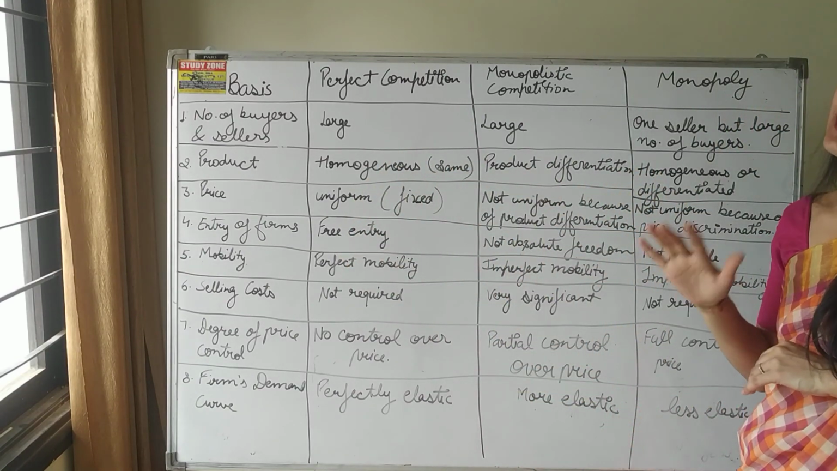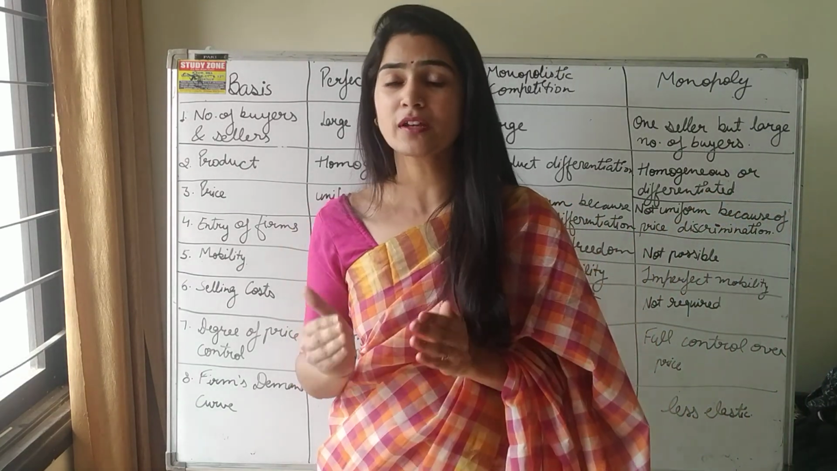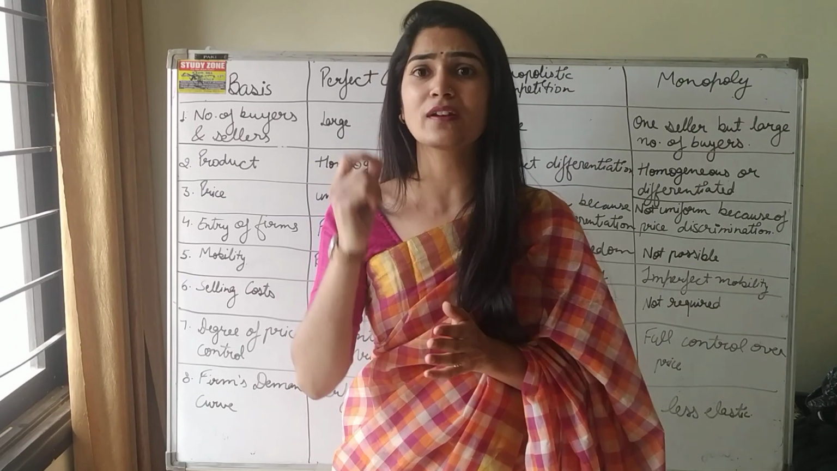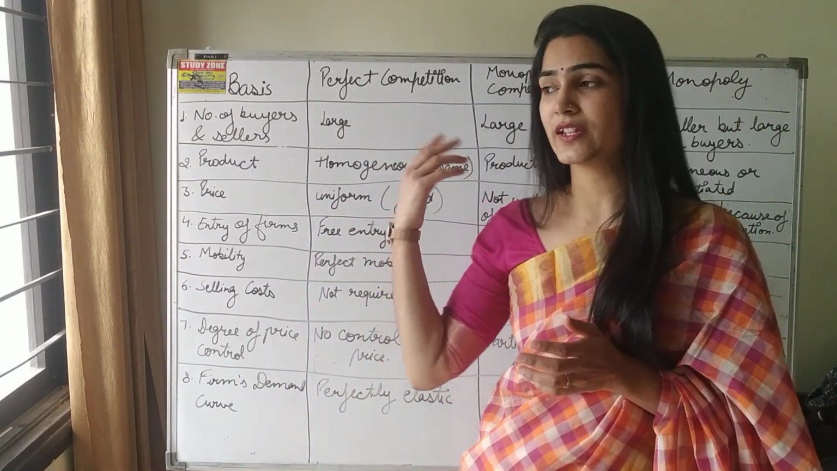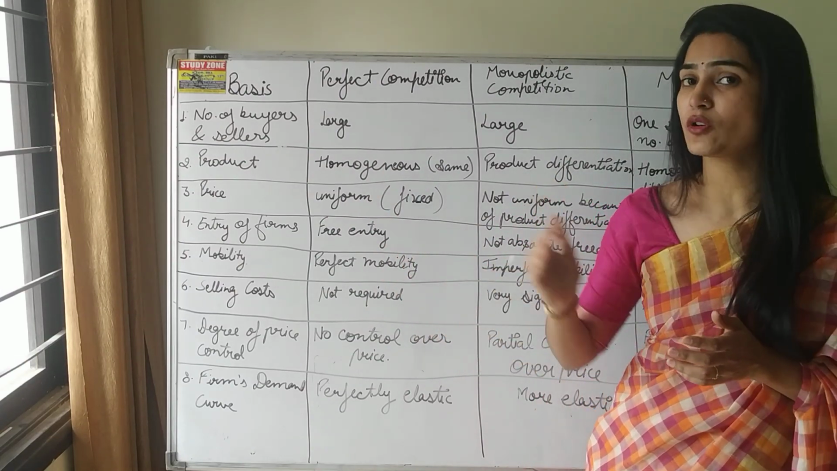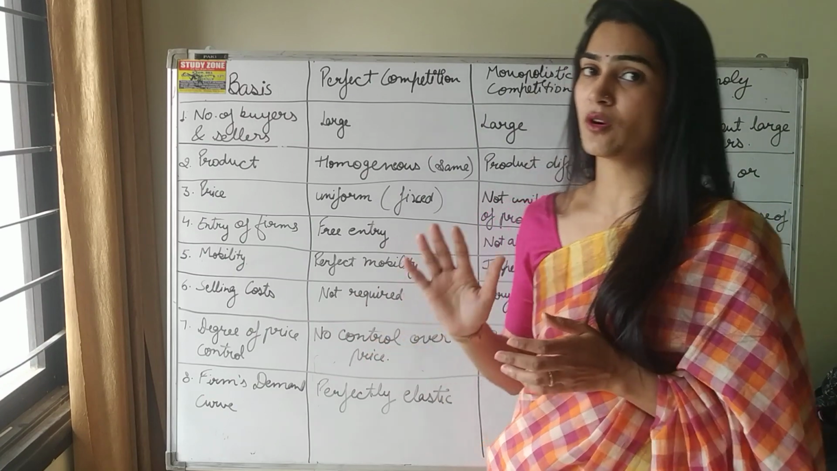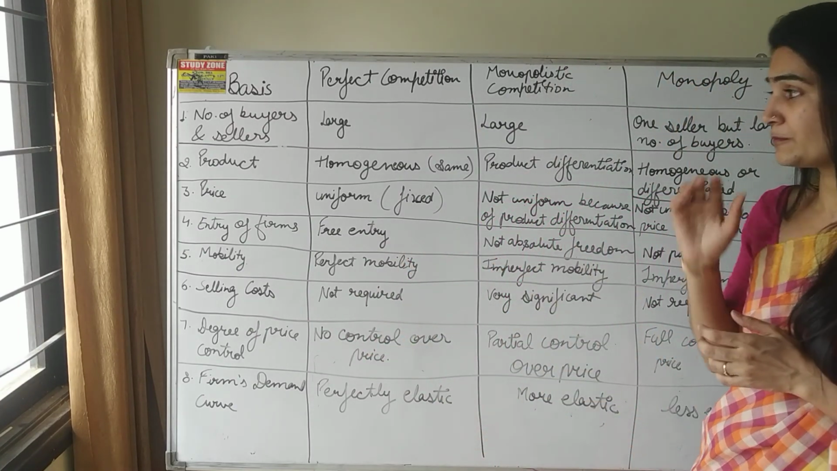And in monopoly it can be homogeneous, it can be product differentiation, because in monopoly only one seller is there, a single seller is there. So it is his choice whether he wants to sell a perfectly same product in the market or he wants to make a differentiation in the product. So it is all in the hands of the monopolist.